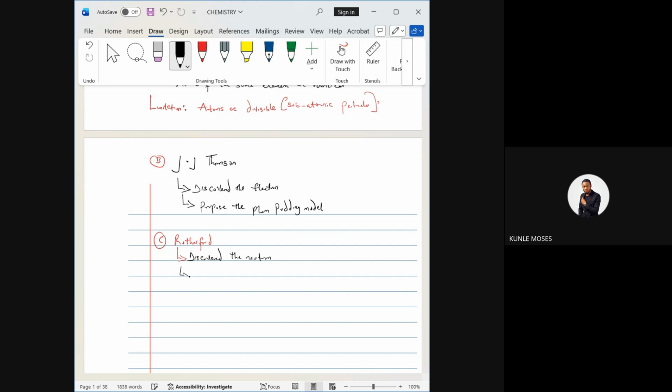What else did he do? Okay, it said positive charges are concentrated in the nucleus. Is it neutron or nucleus? He discovered the nucleus, not neutron. Thank you, Jai. Positive charges are concentrated in that same nucleus that he first discovered.